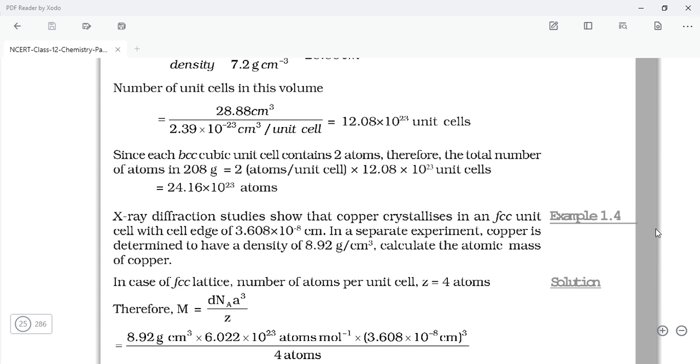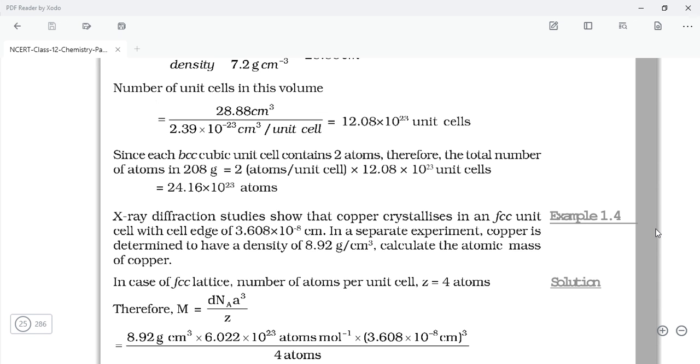X-ray diffraction study shows that copper crystallizes in an FCC unit cell with the cell edge of 3.608 into 10 to the power minus 8 centimeter. In a separate experiment, copper is determined to have a density of 8.92 gram per centimeter cube. Calculate the atomic mass of copper.